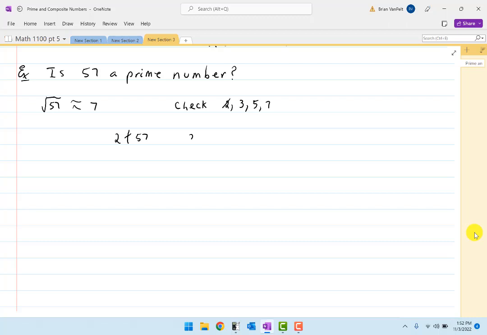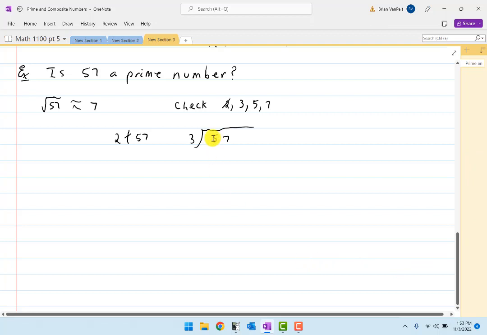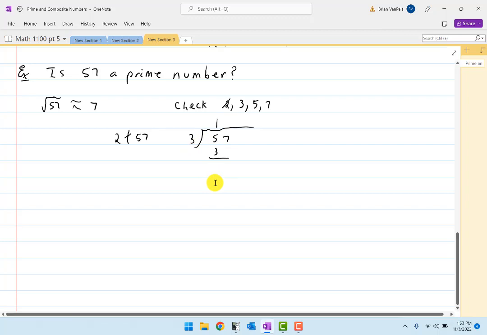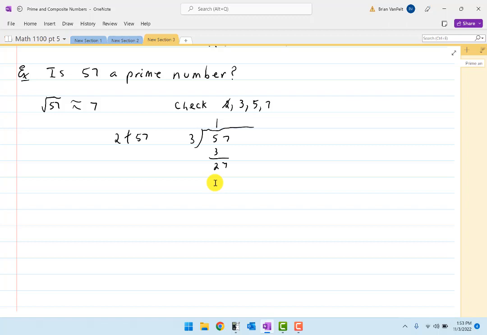Next, let me try 3. This is long division. 3 goes into 5 one time. Put the 3 down below. Subtract: 5 minus 3 is 2. And then 3 goes into 27 nine times. So it did break down because my remainder here is 0. So 3 divides evenly into 57. Since we found a divisor that was not 1 or the number itself, we know the number is not prime.